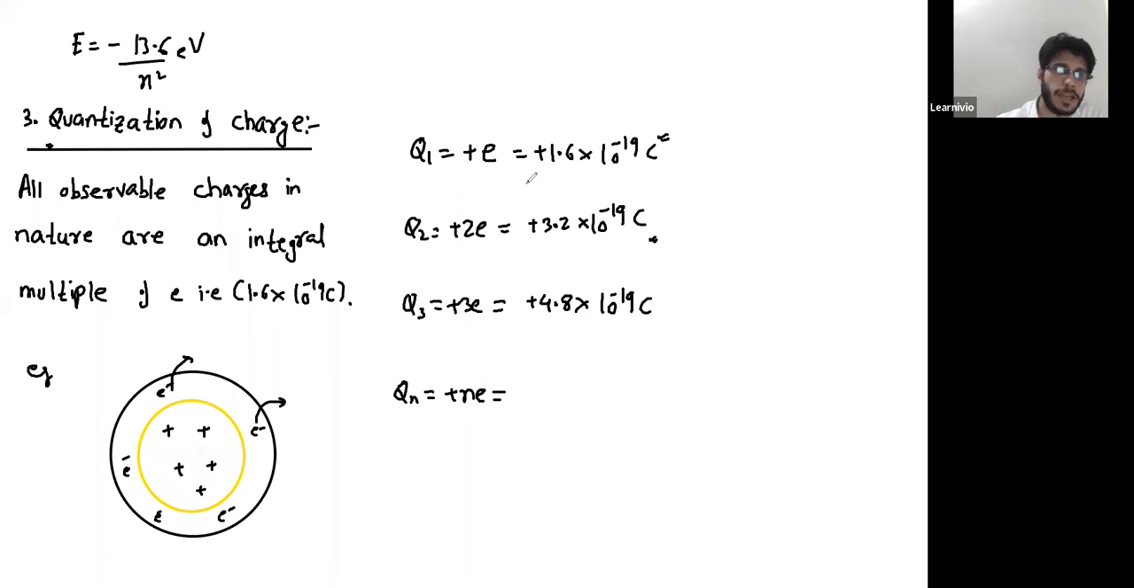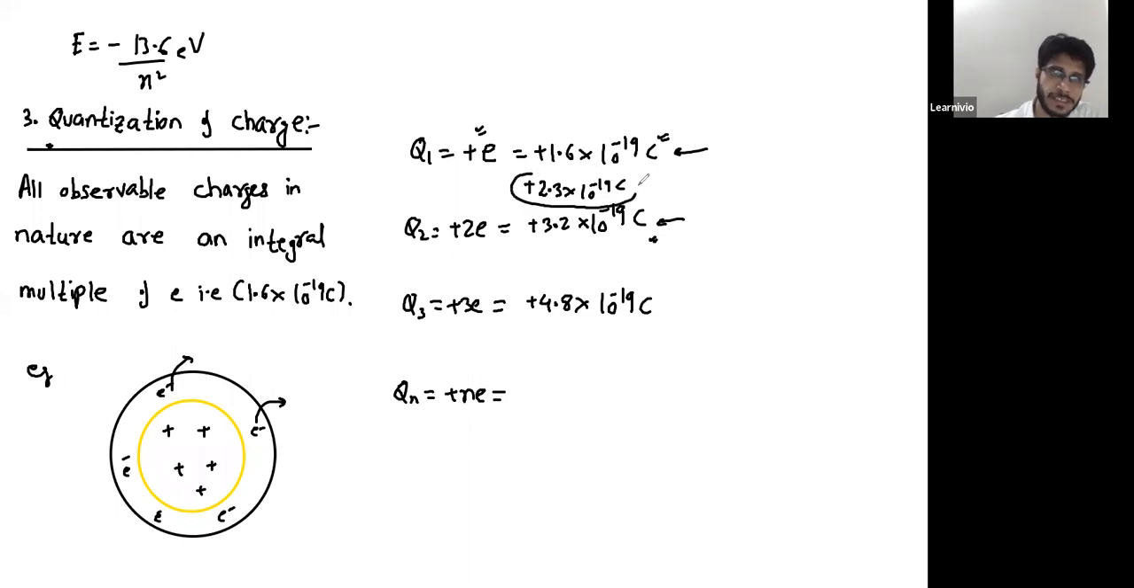Now, is it possible that an atom has a charge of 2.3 into 10 raised to the power minus 19? Is it possible? See, is it possible to transfer 1.5 electrons? No, because the number of electrons can never be in fractions, right? So the minimum number of electrons that you can transfer is 1, and corresponding to that 1 electron, this is the charge. The next higher that you can transfer is 2, and corresponding to that 2 is this.